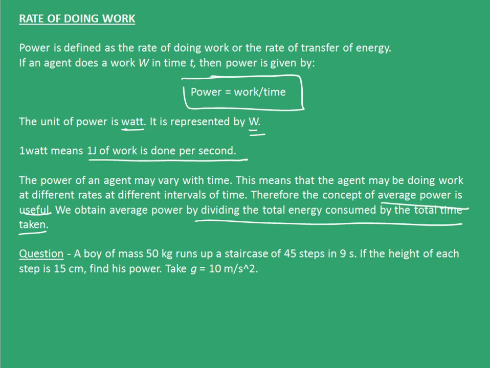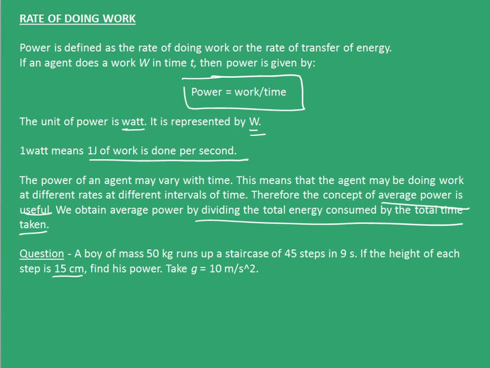In this question, a boy of mass 50 kg runs up a staircase of 45 steps in 9 seconds. If the height of each step is 15 cm, we have to find his power. So in order to find out the power, first I need to calculate the work done by the boy. To calculate the work done, which is nothing but force into displacement. So force in this case is weight of the boy, which is 50 into 10 or 500 newtons. And displacement is 45 steps, and each step is 15 centimeters.